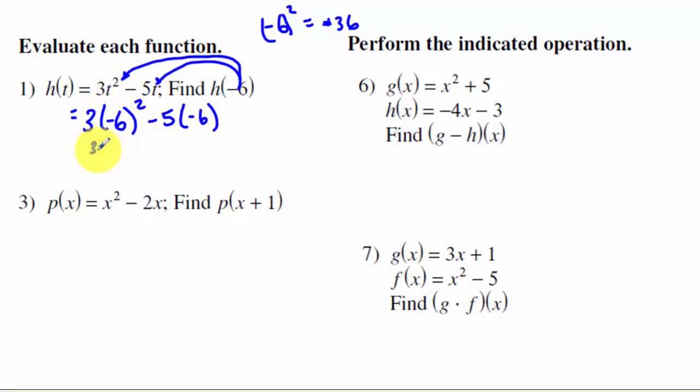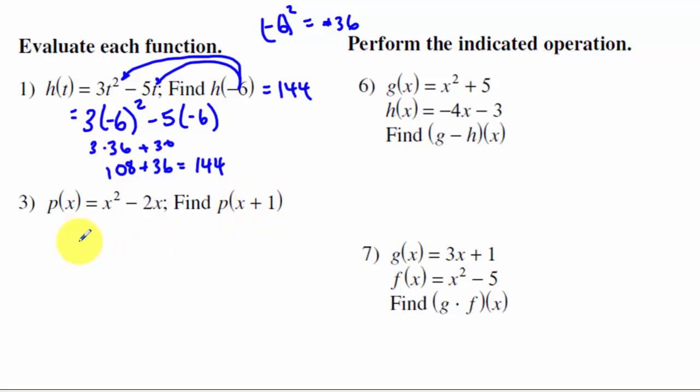So here we're going to have 3 times 36, and minus times minus would be plus. 3 times 36 is 108, plus 36 gives us 144. So that's our value of h of negative 6. Now again, the answer is this number. We're not solving for a letter here, so we're not going to divide by negative 6. This is not h times negative 6.